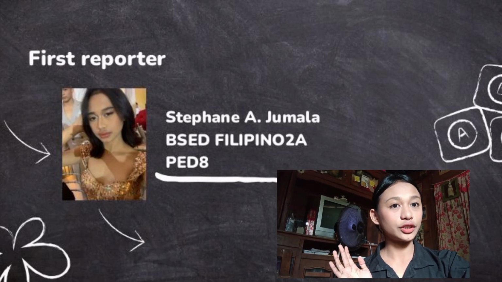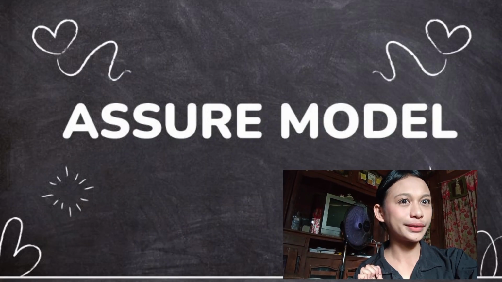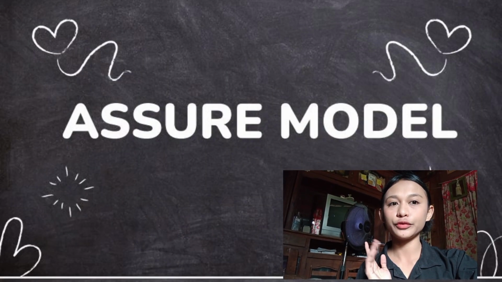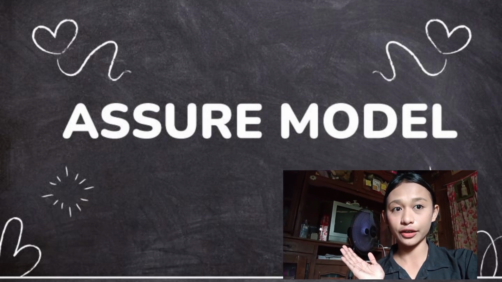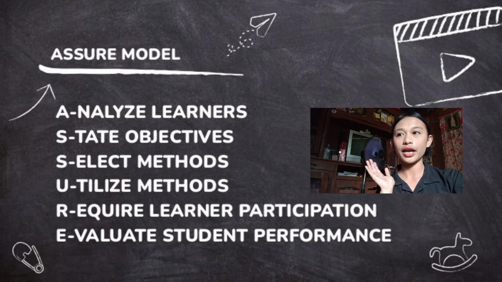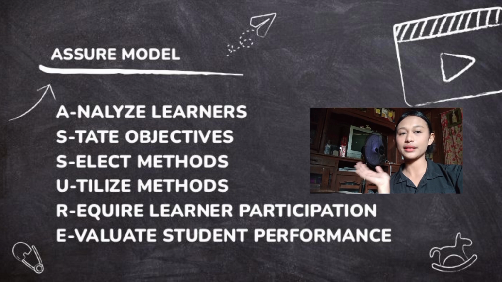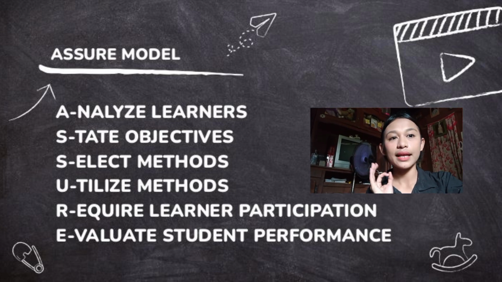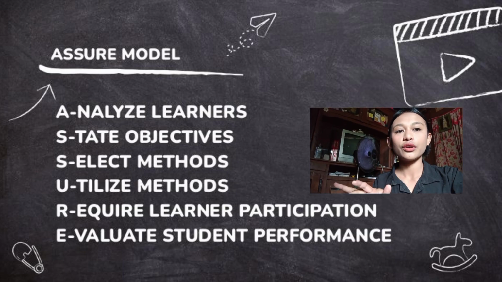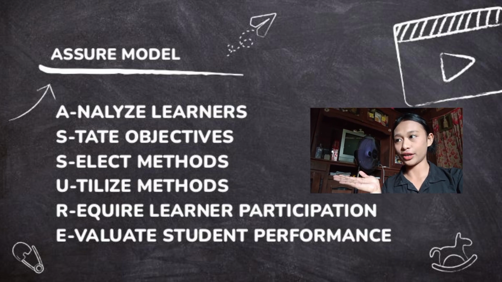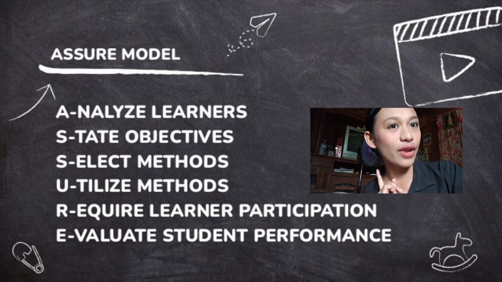So now we're going to discuss the Assure model. So what is the Assure model? It is just an acronym: A for analyze learners, S for state objectives, S for select methods, U for utilize methods, R for require learners participation, and E for evaluation of student performance. But I'm just going to discuss the first three: analyze learners, state objectives, and select methods.